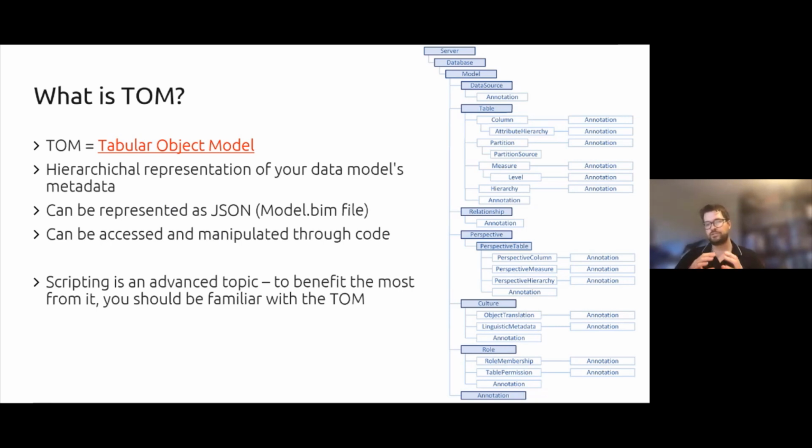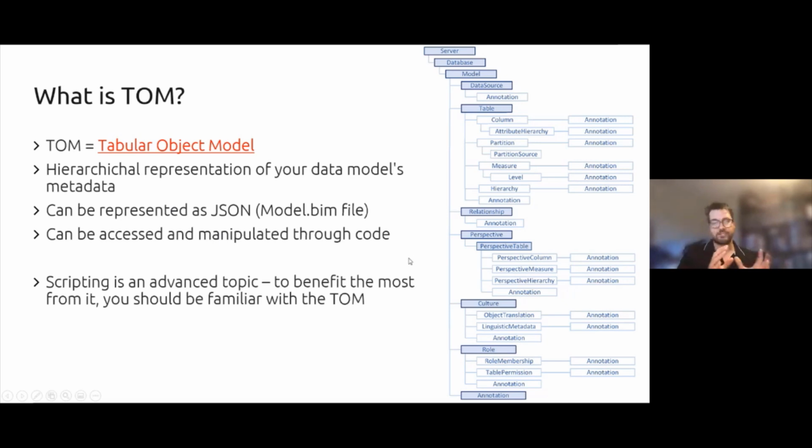When you save a PBIT file, you can actually unzip that, and you can find a file inside of the PBIT file called model schema data or something like that. And that file is actually just a JSON file that contains all of this tabular object model in a hierarchical JSON structure. It looks more or less like the picture you see here on the right side of the screen. And that's basically what I mean whenever I talk about the Tabular Object Model.